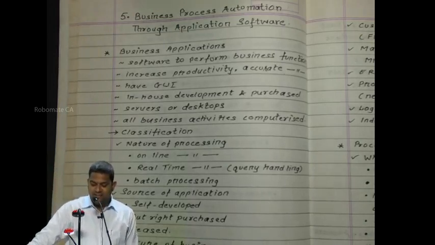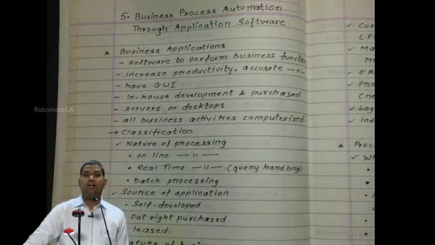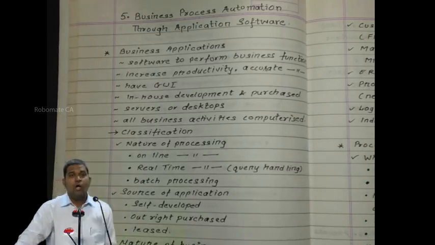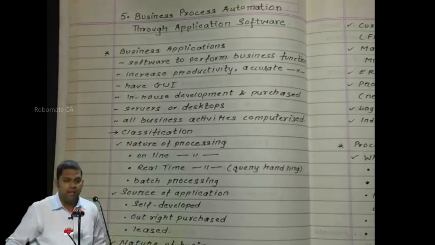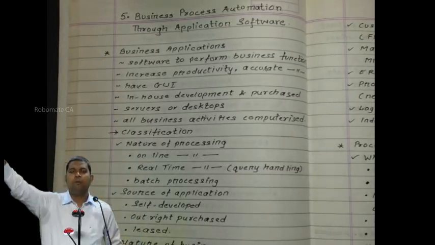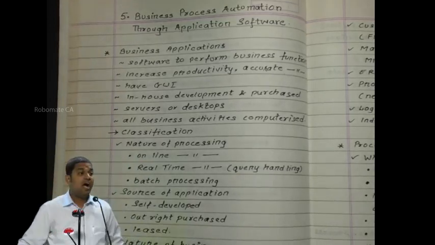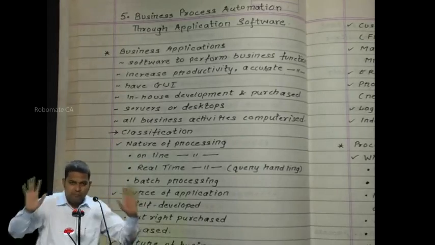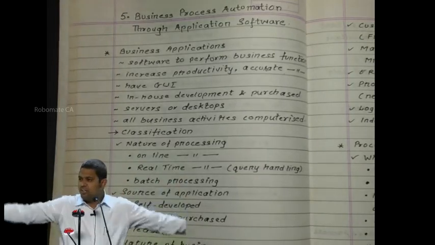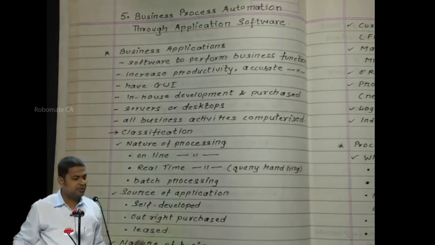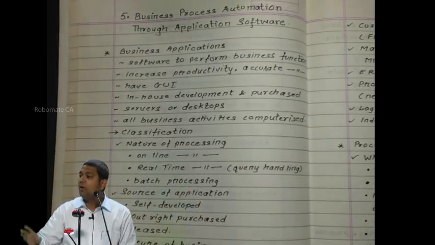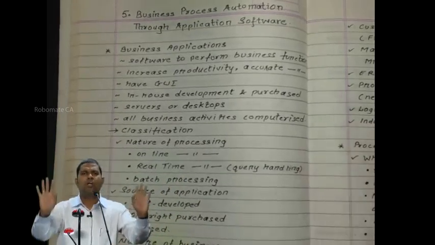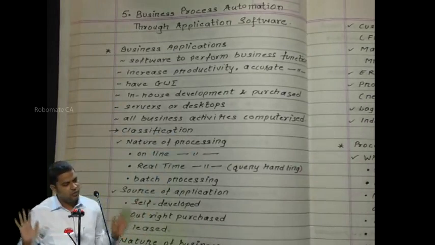Then we have how we can develop this software. One is called in-house development. In-house development means we will call some expert. We will hire his services. We will explain to him, see, whatever you are seeing over here, it is a normal business process which is done manually. We want you to automate this. We want you to convert it into a computerized system. Whatever help you require from us, we are ready to give.